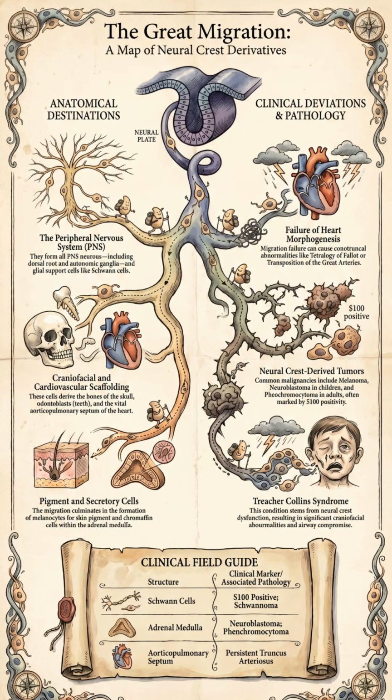The primary derivatives are frequently classified by their functional and anatomical destinations. They migrate both dorsolaterally into the ectoderm and ventromedially, forming critical components of the peripheral nervous system. This peripheral nervous system contribution includes all sensory ganglion cells, spanning the dorsal root ganglia of spinal nerves, where they form pseudounipolar neurons, and the sensory ganglia of cranial nerves, including the trigeminal, facial, glossopharyngeal, and vagal nerves.